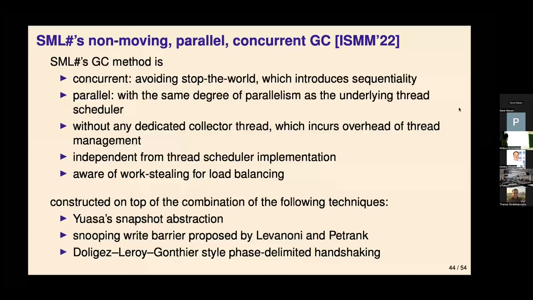This garbage collection technique is constructed on top of the combination of three well-known techniques. One is snapshot, the second one is sliding views, and the third one is DLG.